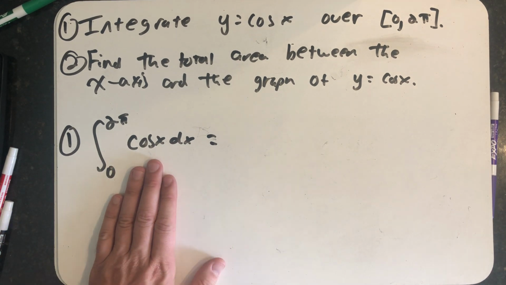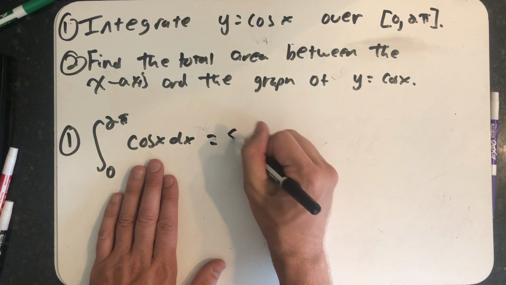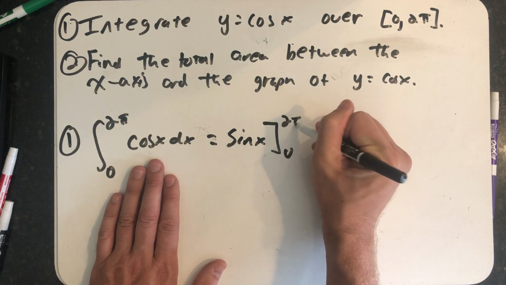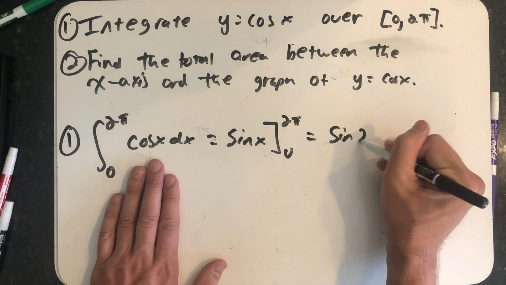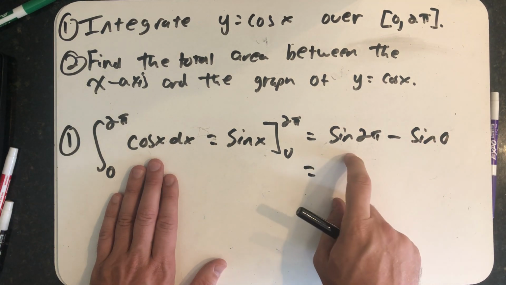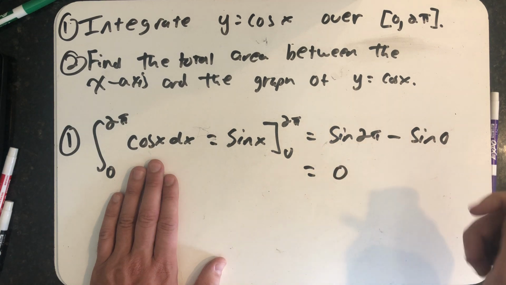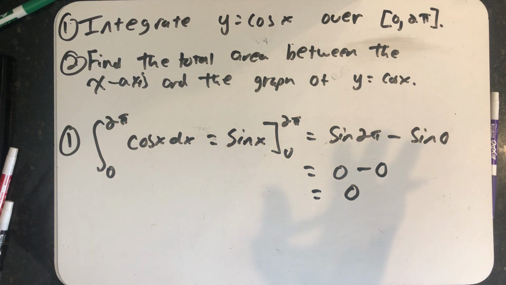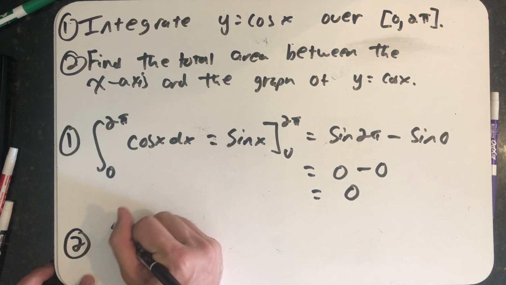So I need any antiderivative of cosine x. Well, sine x will work, evaluated from 0 to 2 pi. Well, the sine of 2 pi minus the sine of 0 is easy to evaluate. The sine of 2 pi is 0, and the sine of 0 is also 0, and I get 0. So there in number one, I get 0, and in number two, I'm asked to think about an area.